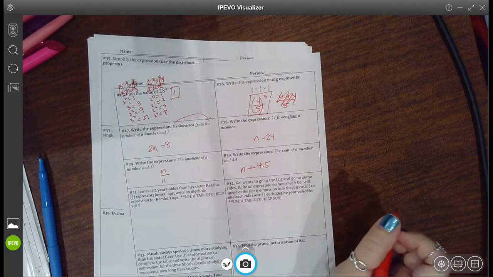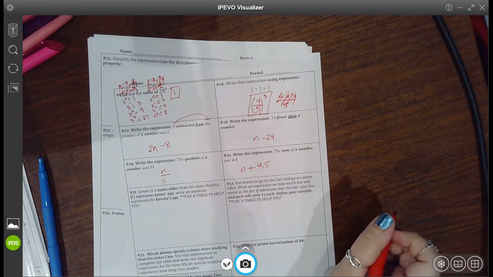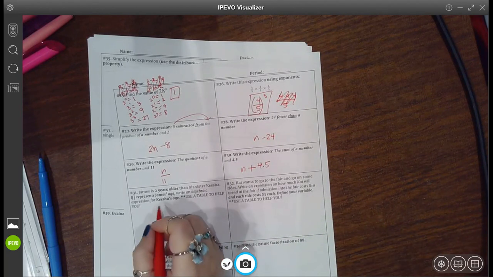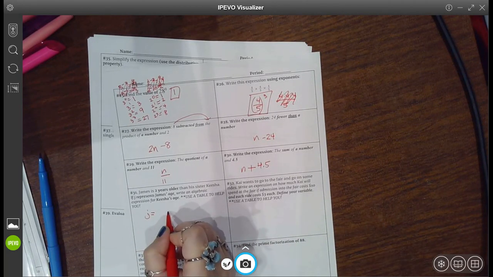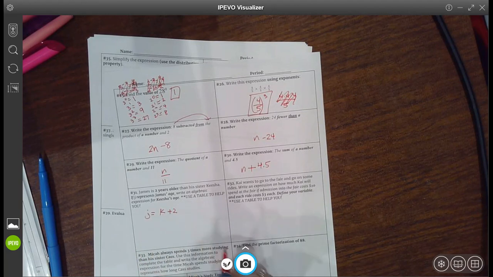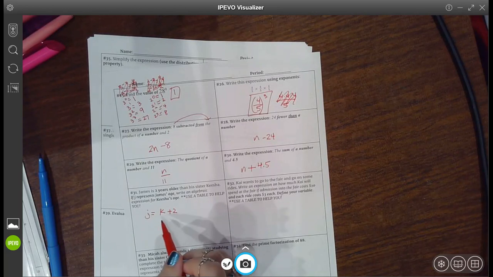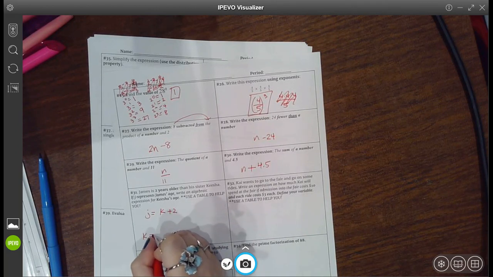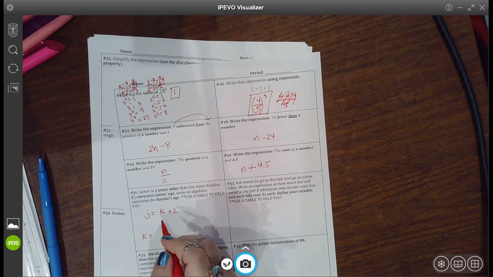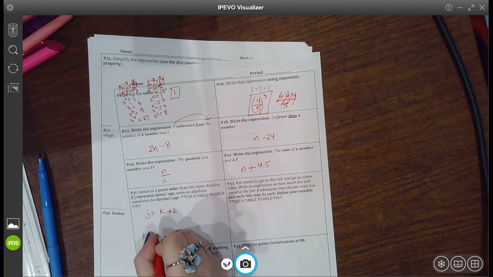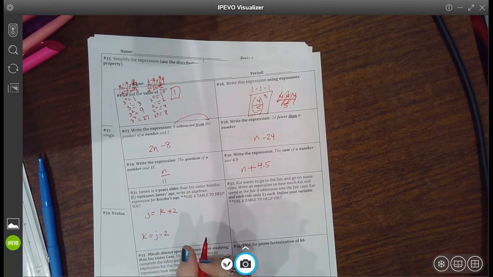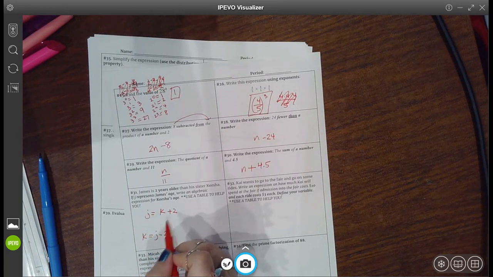Okay, the next one says James is 2 years older than his sister Keisha. So James is 2 older than Keisha. If J represents James, write an algebraic expression for Keisha's age. So I want to know Keisha's age. If he's older, that would mean that she's J minus 2, right? Because James is 2 older than her, so she's 2 years younger than James.